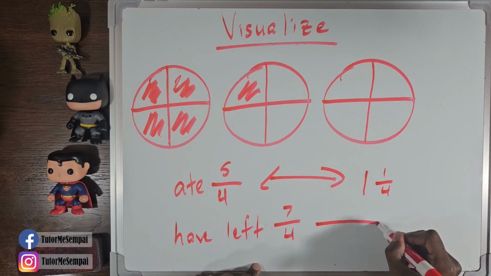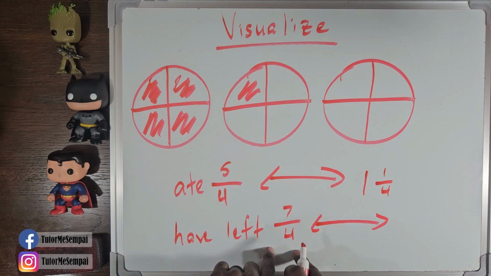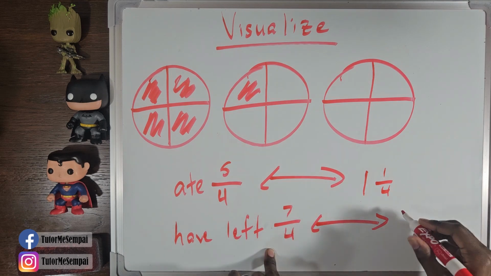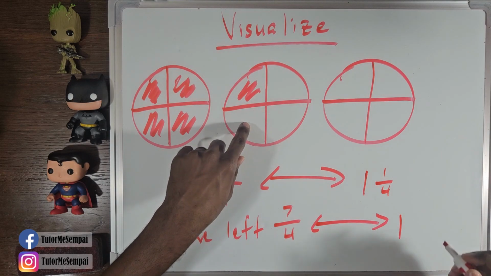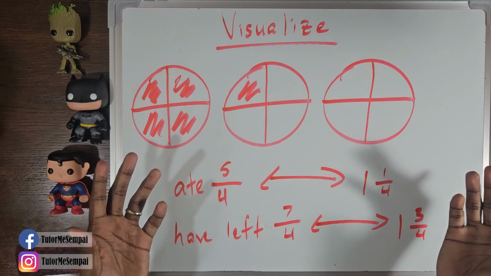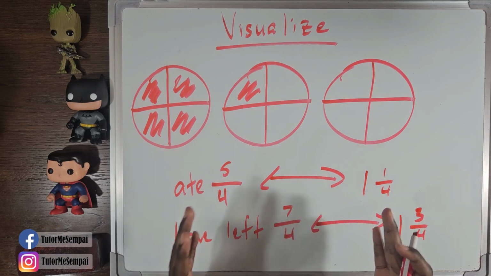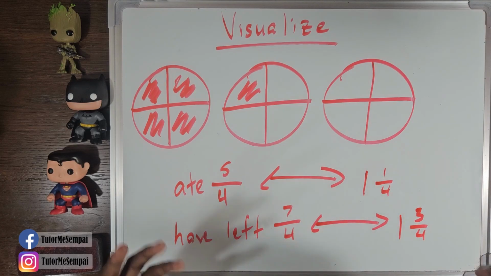Likewise, if you were to say how much was left, you probably wouldn't say 7/4 of a pizza. You would say we have 1 whole pizza and we have 1, 2, 3/4 of another pizza left. Your mixed number means the same thing as your improper fraction, just another way of writing it.